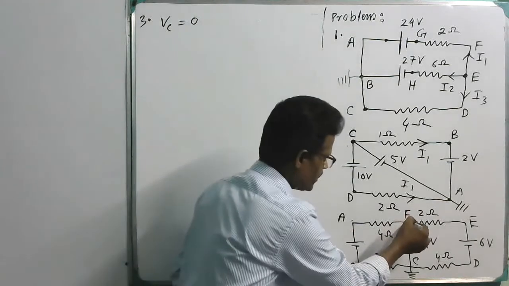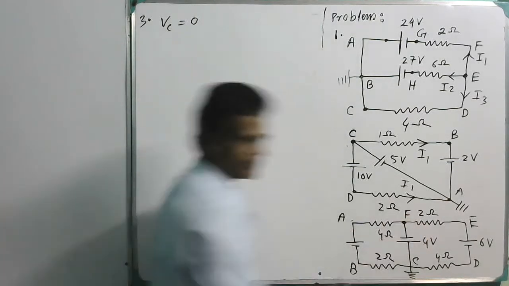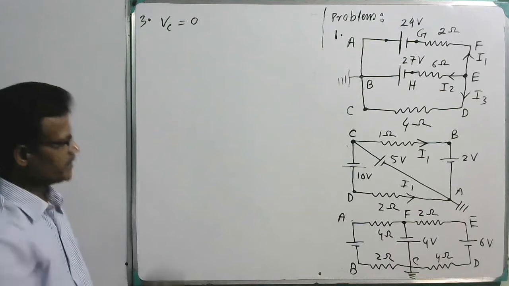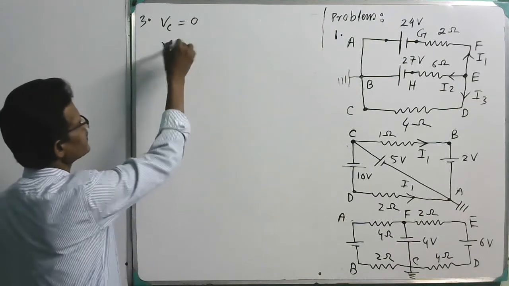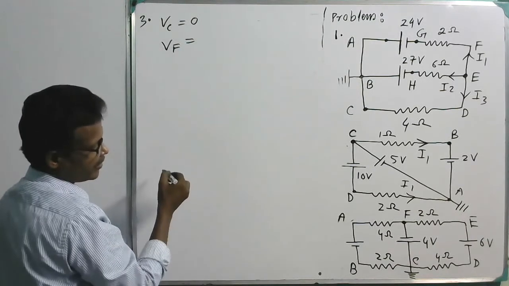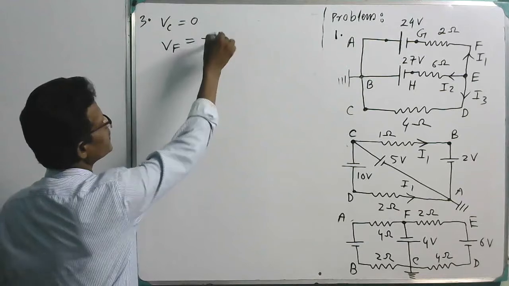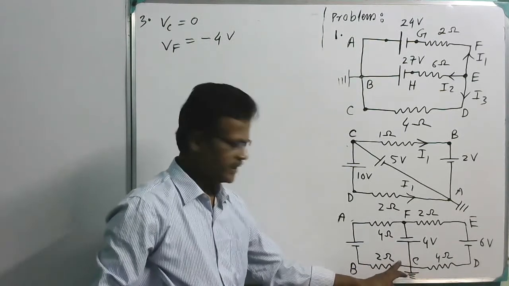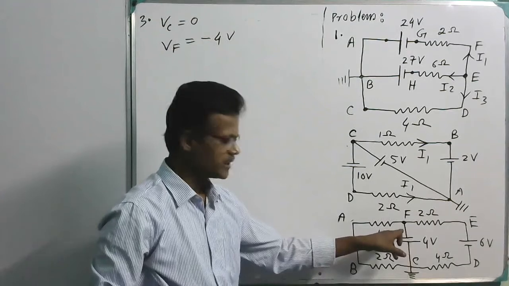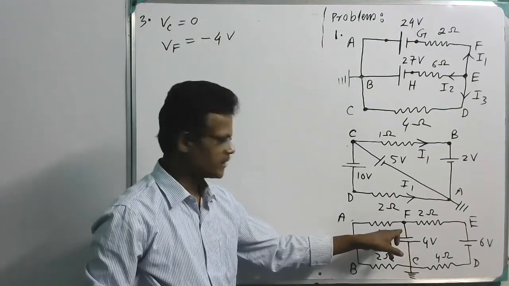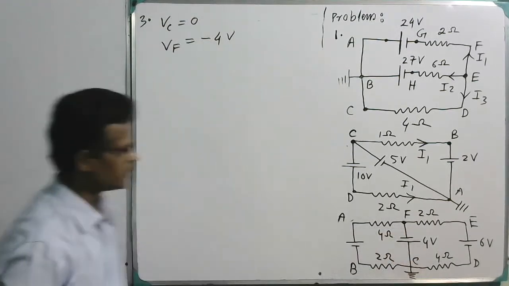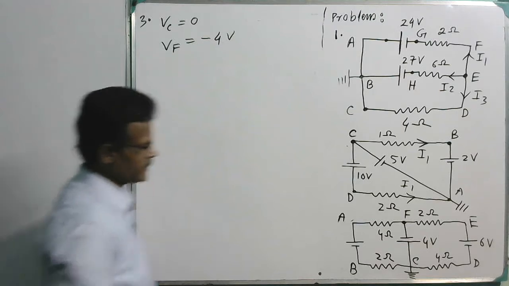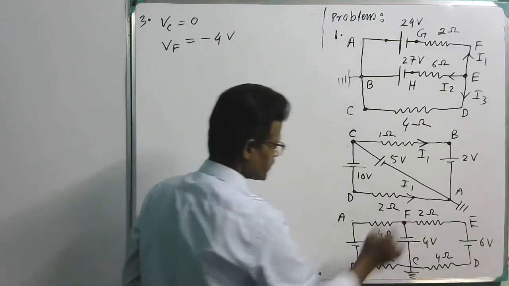Then this point F has potential Vf equal to -4 volts, because this positive terminal is grounded and it is 0 volt. So here the potential is lowered by 4 volts, -4. Okay, you have got the potential of this point.